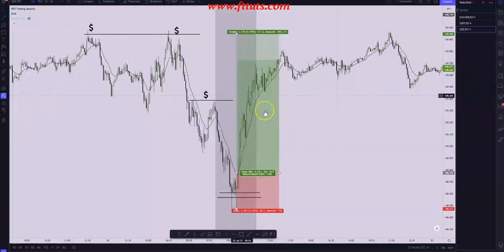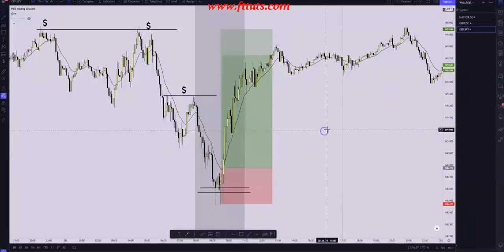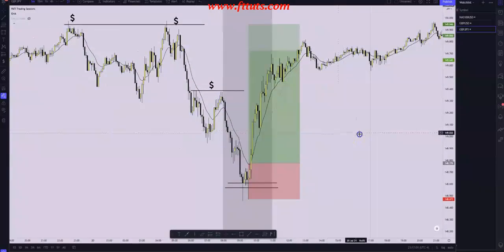But you gotta have some patience. Like if you really want to have bigger targets, you gotta have patience. This stuff is gonna take time. Do not be on the charts all day. Walk away from the charts.